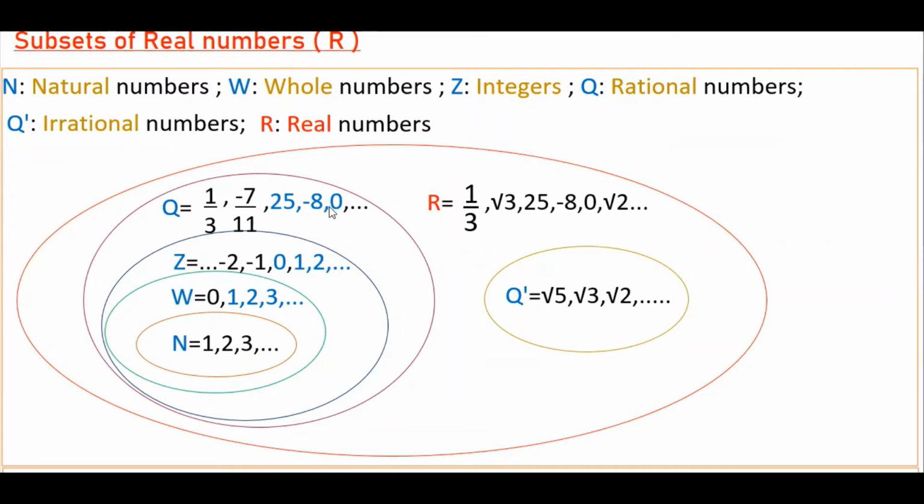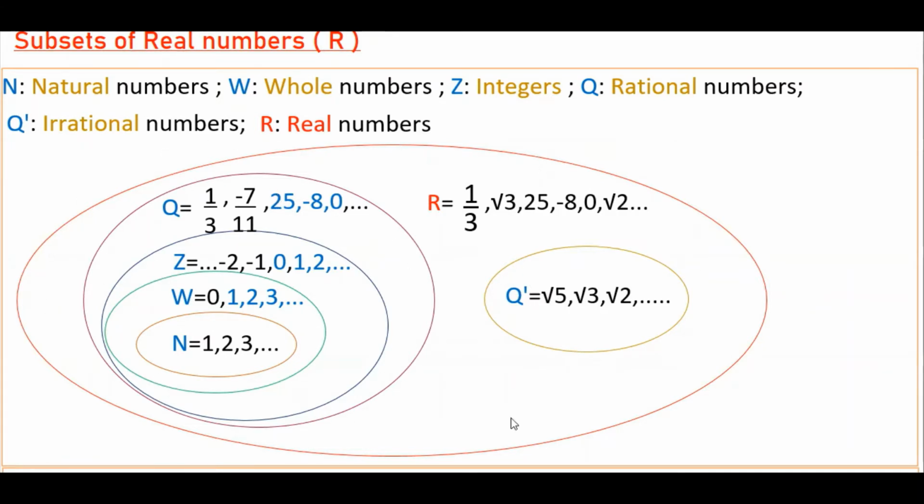Here 25, minus 8 and 0, all these are integers. So you can write these numbers in the p by q form, like 25 by 1, minus 8 by 1, 0 by 2, like that you can write. So all these numbers are rational numbers, that is denoted by Q. And you know that the irrational numbers are like root 5, root 3, root 2, root 7, etc. These are separate numbers. So this is denoted by Q dash. So here real numbers include all these rational numbers as well as irrational numbers.